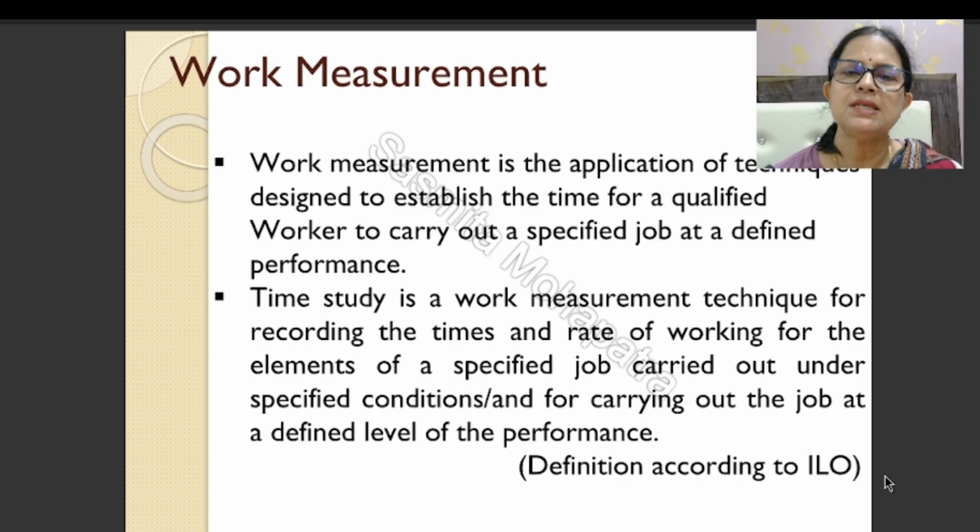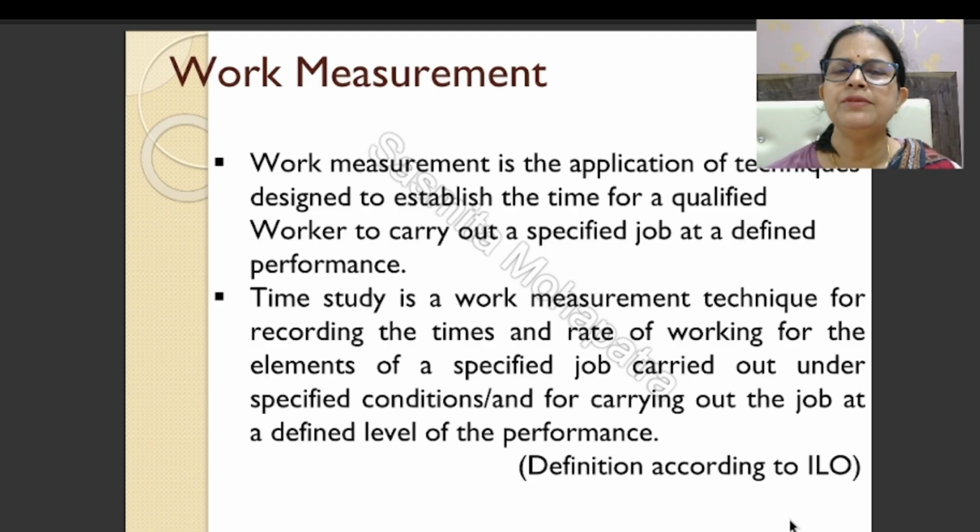Work measurement is the application of techniques designed to establish the time for a qualified worker to carry out a specified job at a defined performance. When a qualified worker does a work at a normal rate, the time taken by that skilled worker to complete a particular work or job is known as the time study. So time study is done to fix a particular time to complete a specific job.